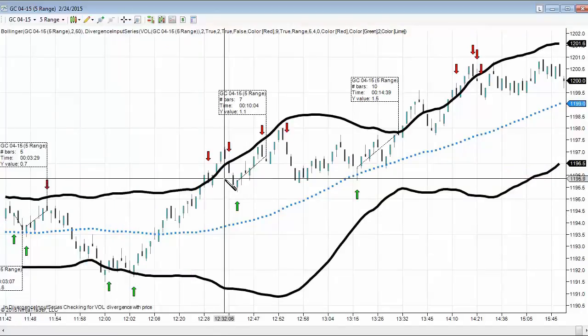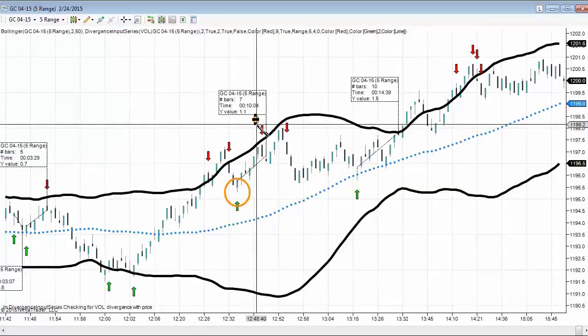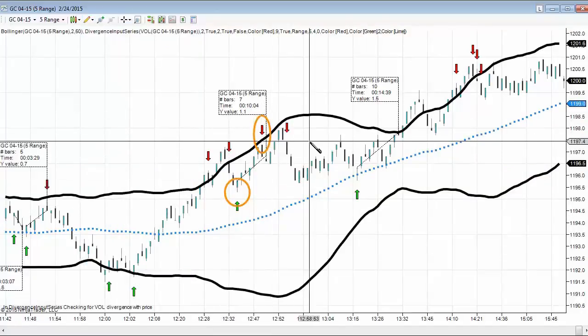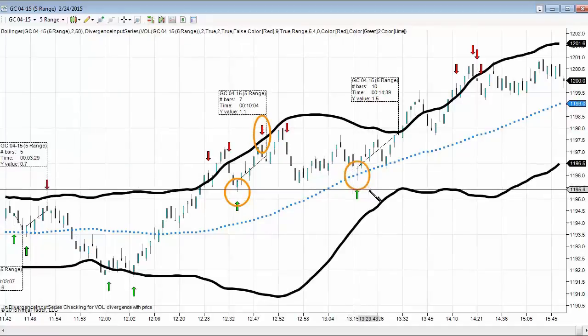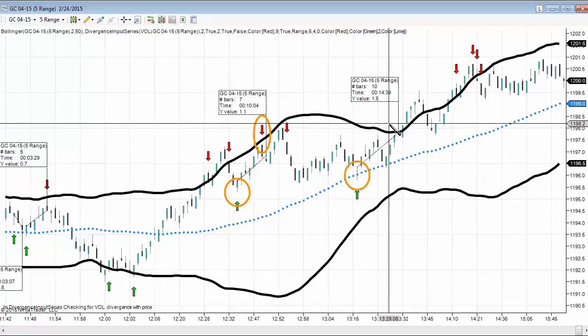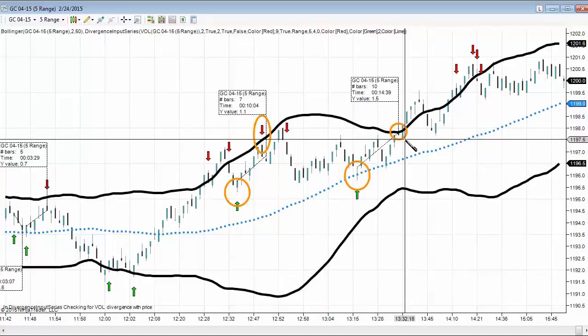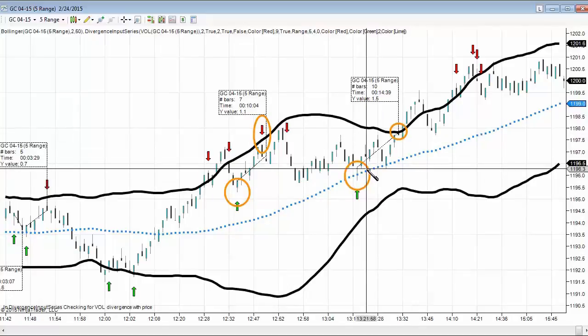Look for a signal in the direction of the trend, get out at the band or the opposite signal. Look for the signal in the direction of the trend, get out at the opposite Bollinger band or at the next red signal, or green if it's the opposite.